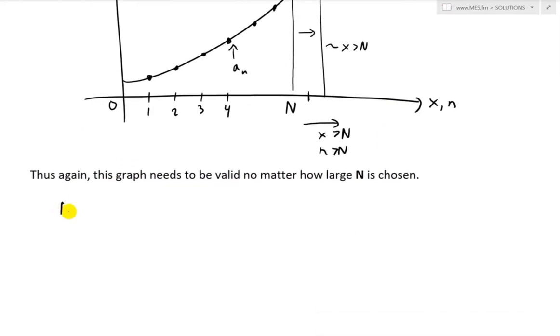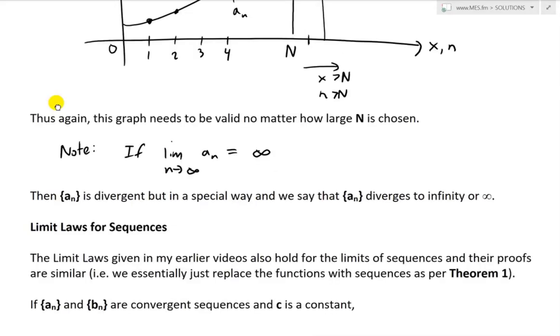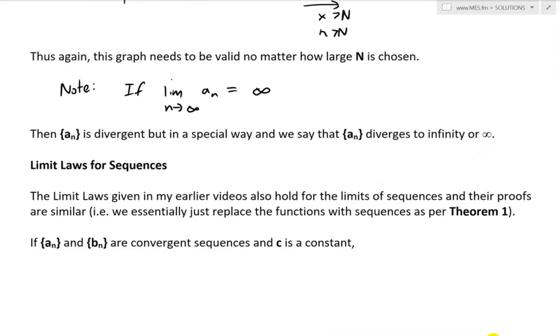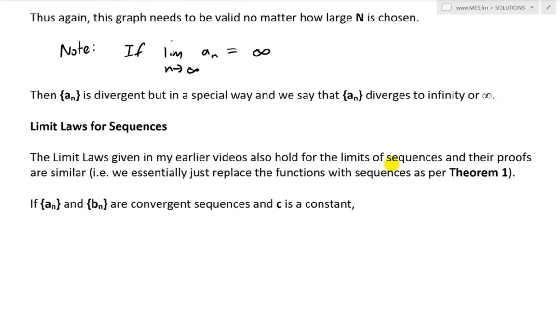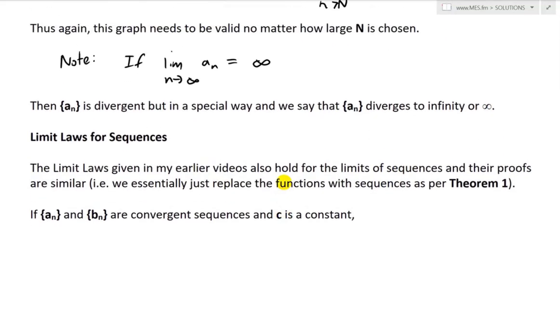And now let me make another note. If the limit as n approaches infinity of a_n is equal to infinity, then the sequence a_n is divergent, but in a special way: we say that a_n diverges to infinity, using the infinity symbol, the horizontal 8. That's just terminology.